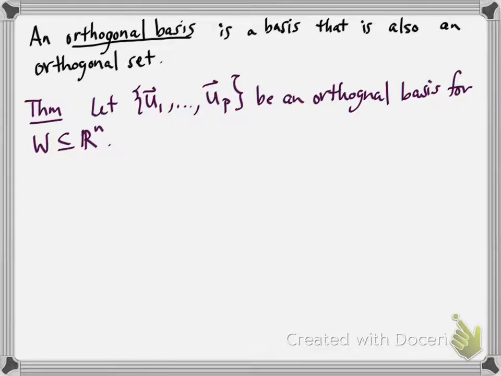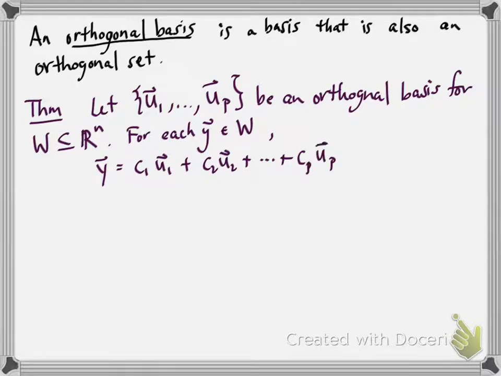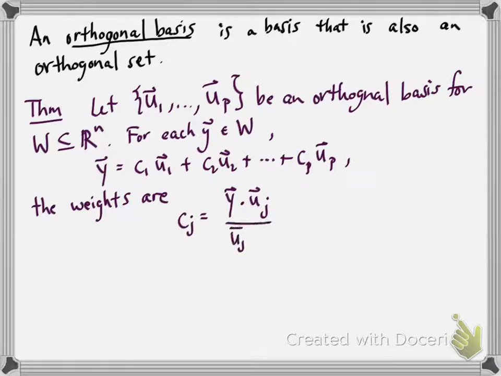So take a look at this theorem. Suppose u1 up to up is an orthogonal basis for a subspace W. For any vector y in W, we can express y as a linear combination of u1 up to up. That's because u1 up to up is a basis. But the additional bang for your buck that you get, because you know that this basis is orthogonal, is you get an expression for each of the weights.